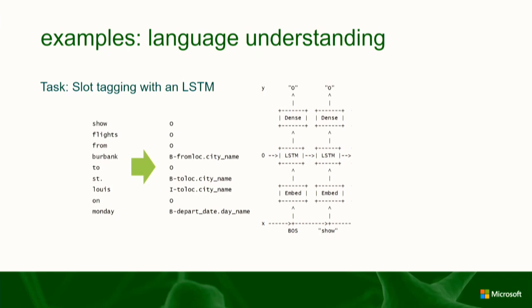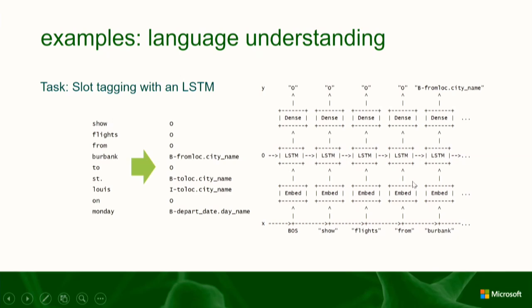Now what we want to do, and this is where the recurrence comes in, is that the next word can really learn from what its previous word was. And that's why you pass in the learning between the layers. So the fact that the word from occurred before Burbank means this is a departure city. The system automatically learns that.